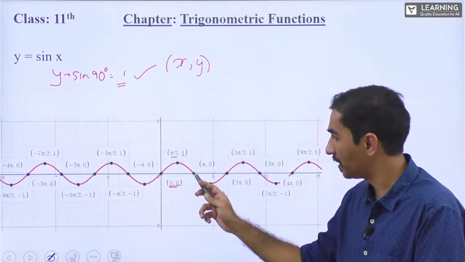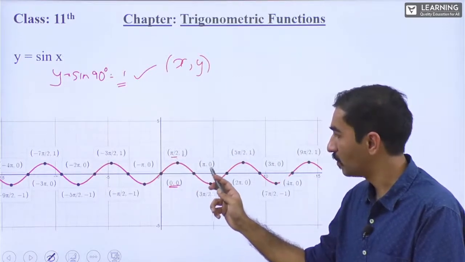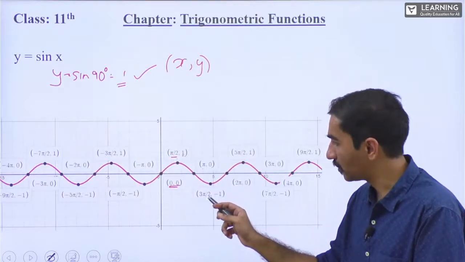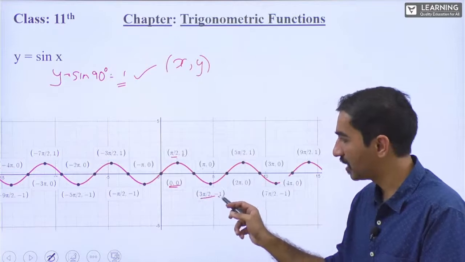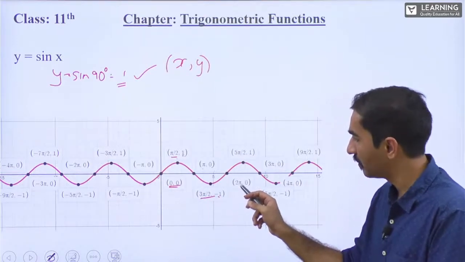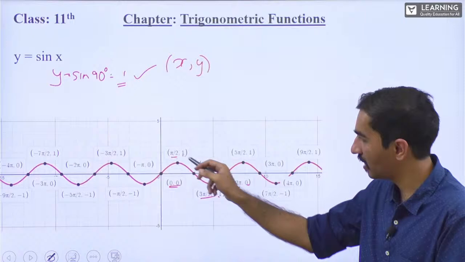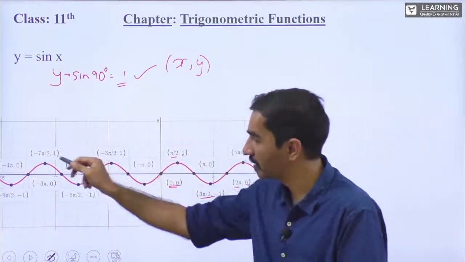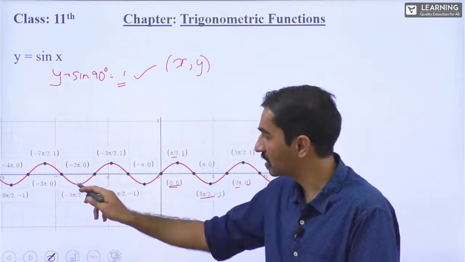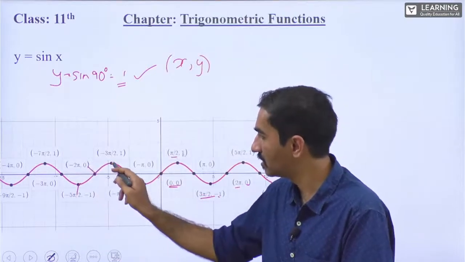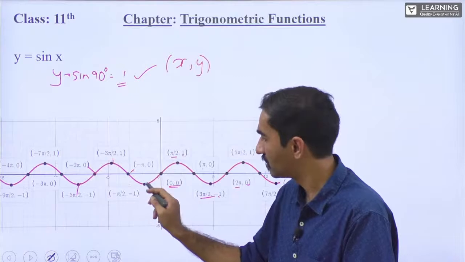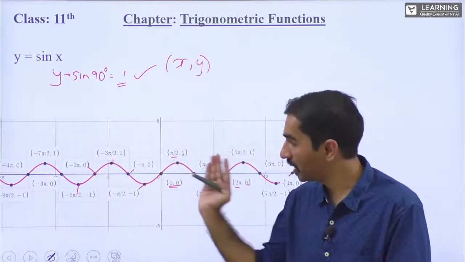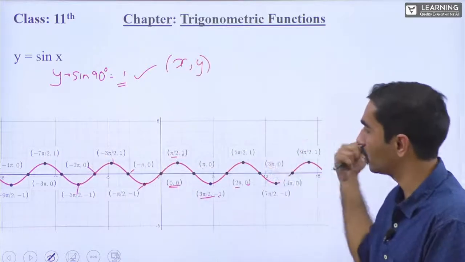At x is equal to pi, which is nothing but 180 degrees, what is y? Y is 0. At x is equal to 3 pi by 2, what is y? Y is minus 1. At x is equal to 2 pi, what is y? Y is 0. So the sine graph is going on like this on the right side as well as on the left side. So you can see those readings. This reading is corresponding to this. So x and y value, students. This graph is going infinitely on that side and infinitely on this side.